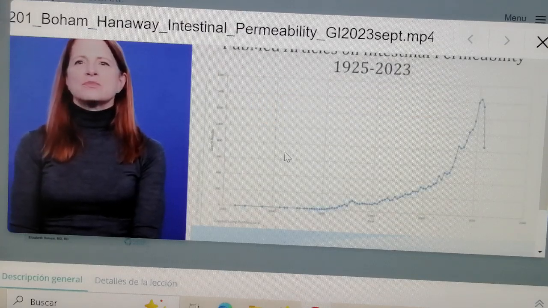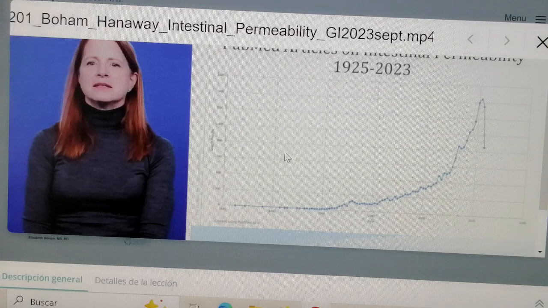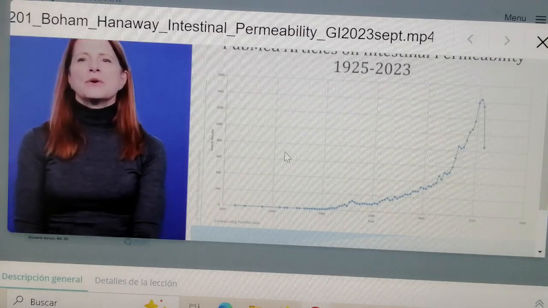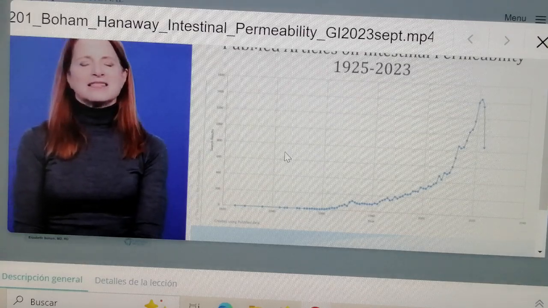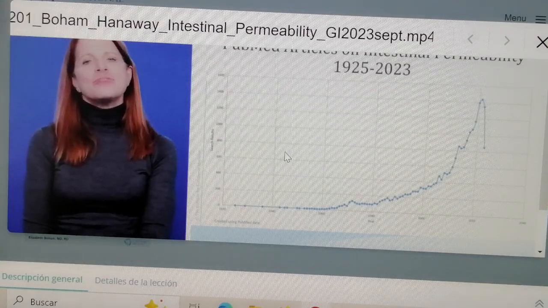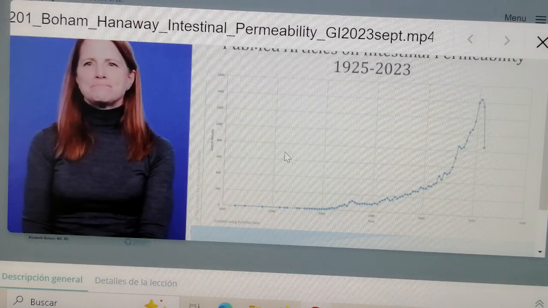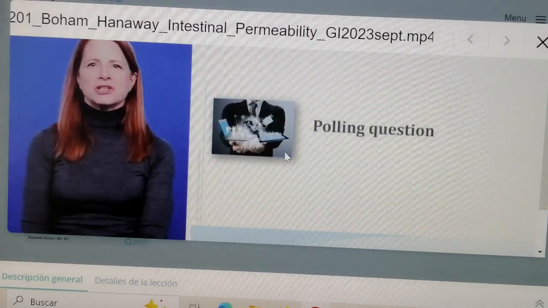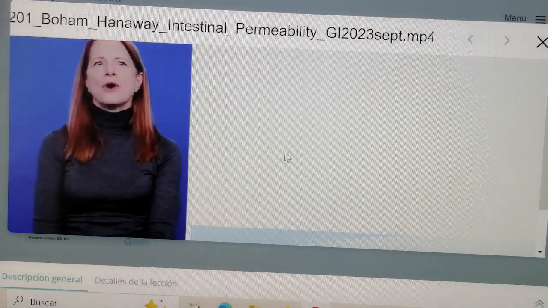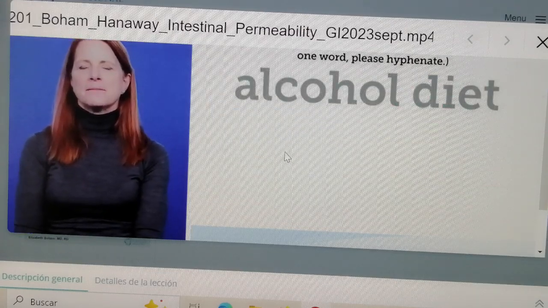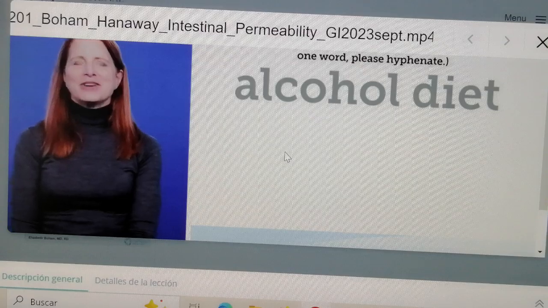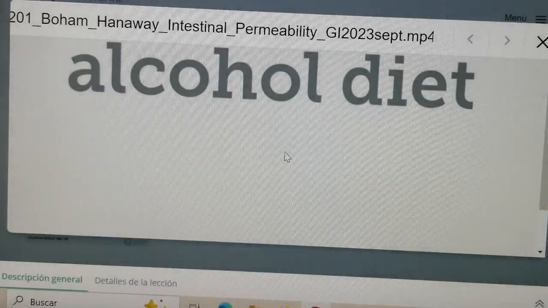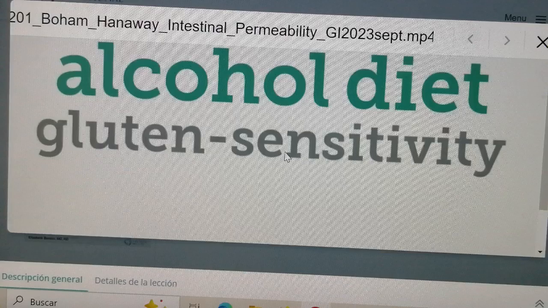Yeah, so we've seen an explosion of articles on intestinal permeability in PubMed. So I always talk to patients about, okay, yes, leaky gut is something we'll use as a term, but the official term is increased intestinal permeability. Let's start with the polling question. I want you guys to list one cause of increased intestinal permeability. Remember, if there's more than one word, then put a hyphen in there. So I want you guys to give me some ideas of what may cause increased intestinal permeability.